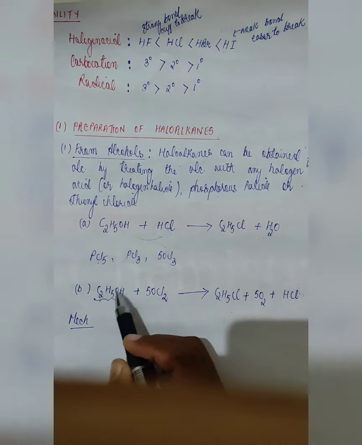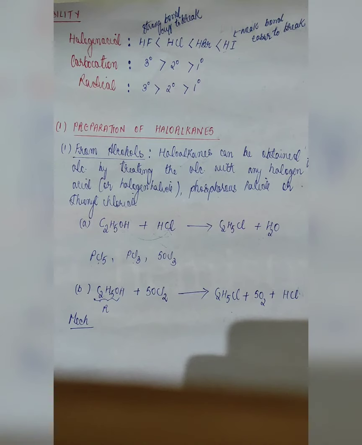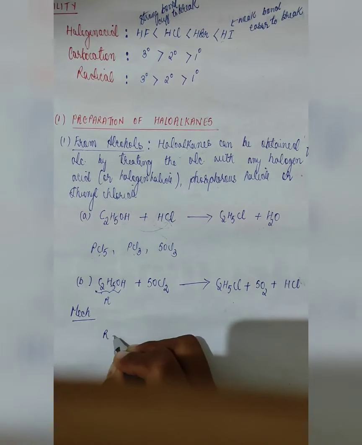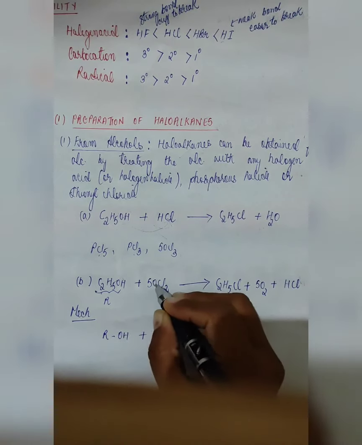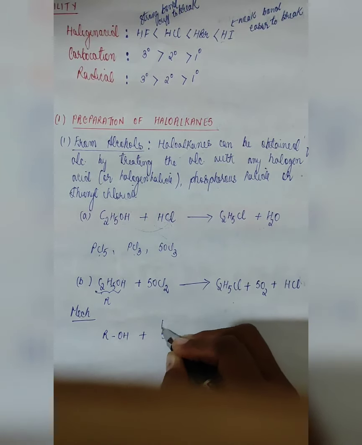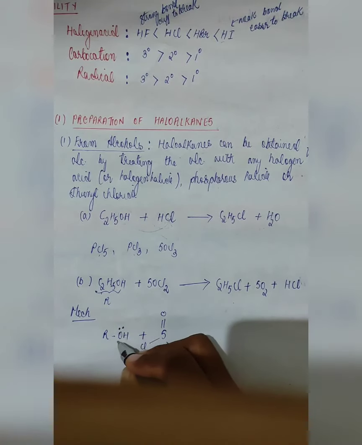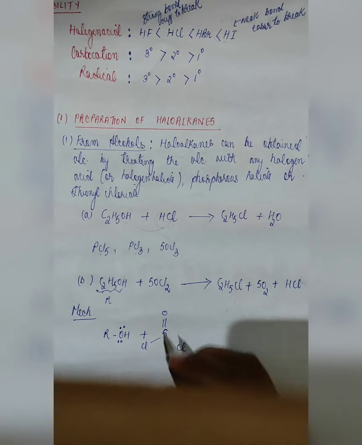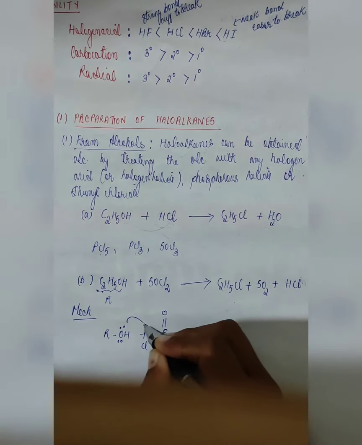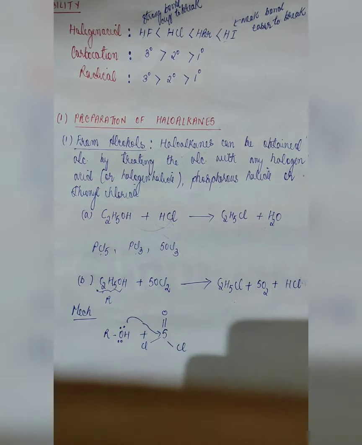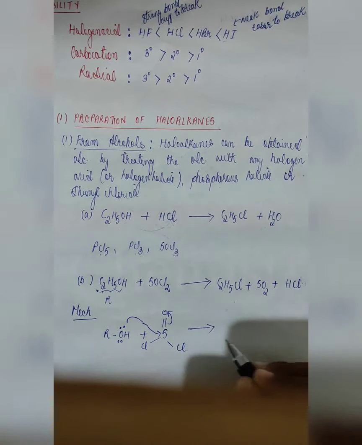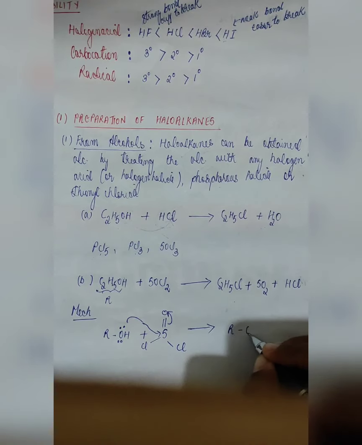Let us suppose that C2H5 is R. Let us take a general reaction: ROH plus SOCl2, which is written in this manner, S double bond O, and two Cl. Now oxygen has 2 lone pairs. Oxygen gives its lone pair to sulfur. The bond here gets disturbed, that is why sulfur shifts its electrons from the double bond to the oxygen. Upon doing so, bond formation takes place in this manner.